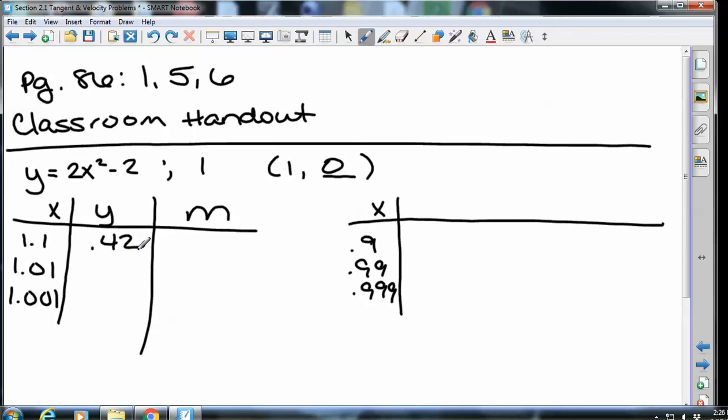So then I'm going to calculate the slope between them. y sub 2 minus y sub 1 over x sub 2 minus x sub 1. Okay, and your ultimate goal is that hopefully these slopes are going to be getting close to some number. And hopefully it's the same number in both of your tables. And if so, that number is the answer to your question.